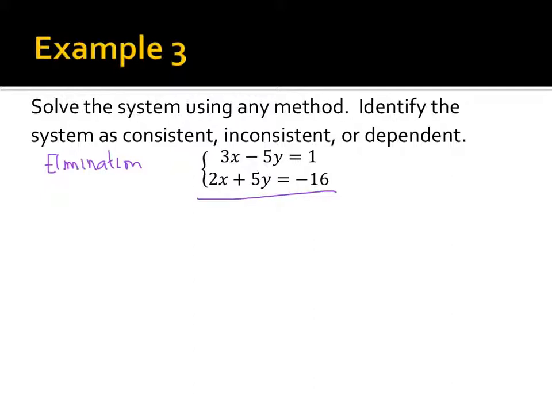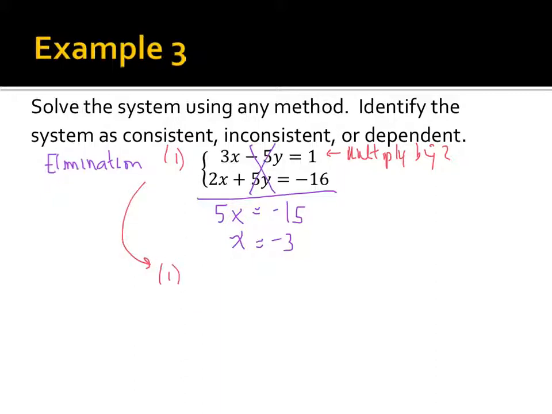And in fact, 3x plus 2x is 5x. This is 0, and then I get negative 15. And so I get that x is equal to negative 3. And then I'm going to show you something else that's pretty cool. This is a different way of using elimination. I'm going to multiply this equation by 2. And so that's equation 1. So I'm going to rewrite it over here, equation 1. If I multiply everything by 2, I get 2x minus 10y equals 2.